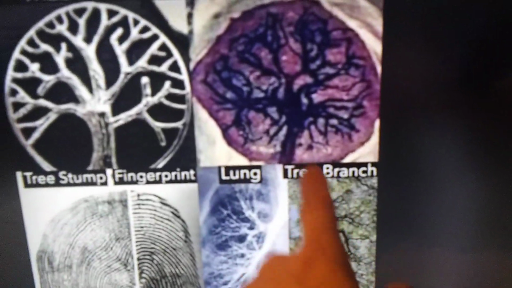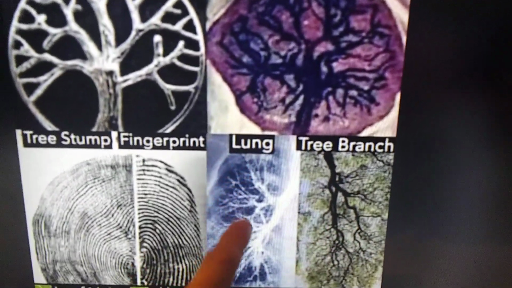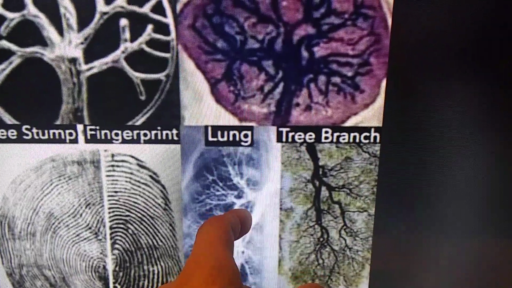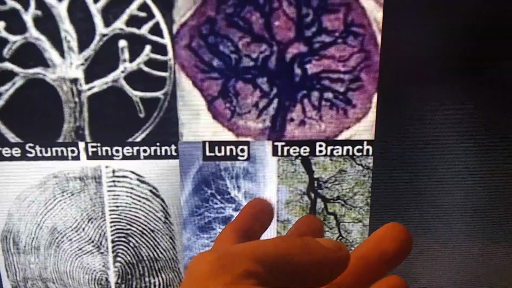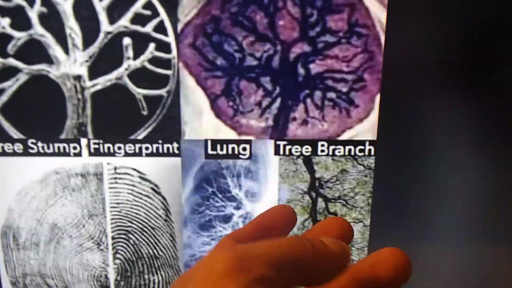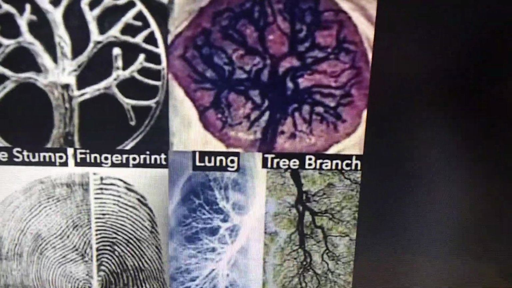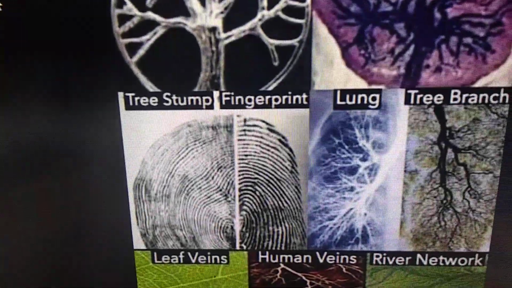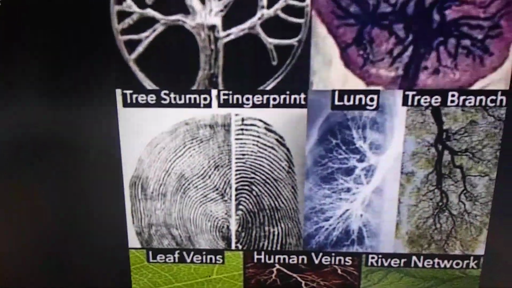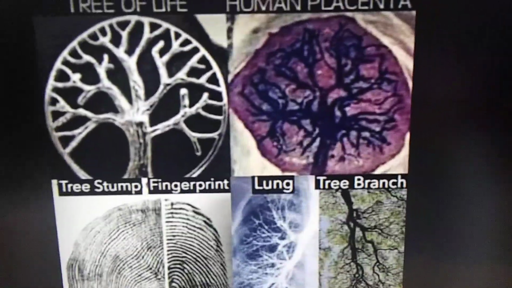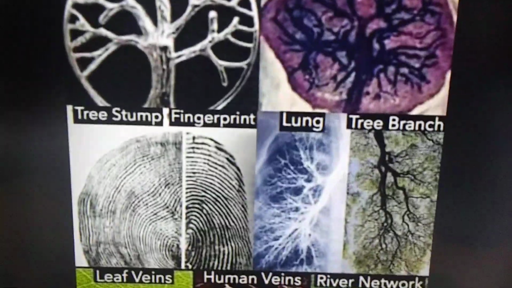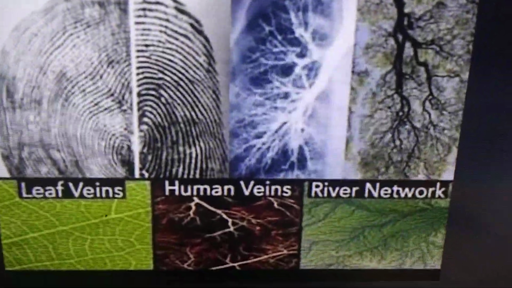Here's a tree branch. Here's a tree here. Here's a lung. It's the same thing, same pattern. You know why? Because it has to do with oxygen and purifying the air and helping the planet breathe and the life on it. You see what I'm saying? Here's a tree stump and a fingerprint. Same thing. I'm sure a lot of people have seen this meme here, but it's real. It applies in every regime, even the universe.